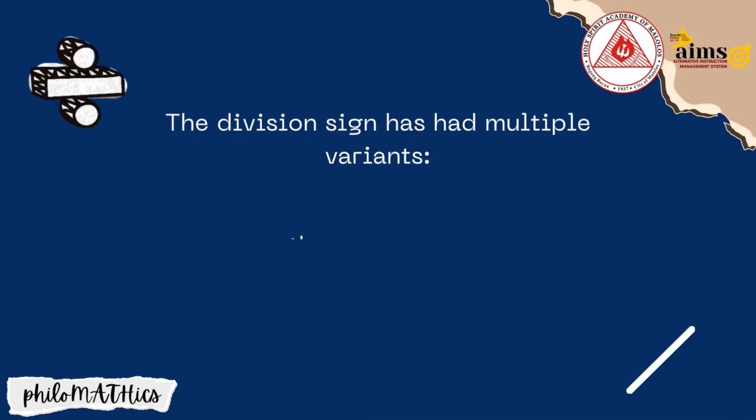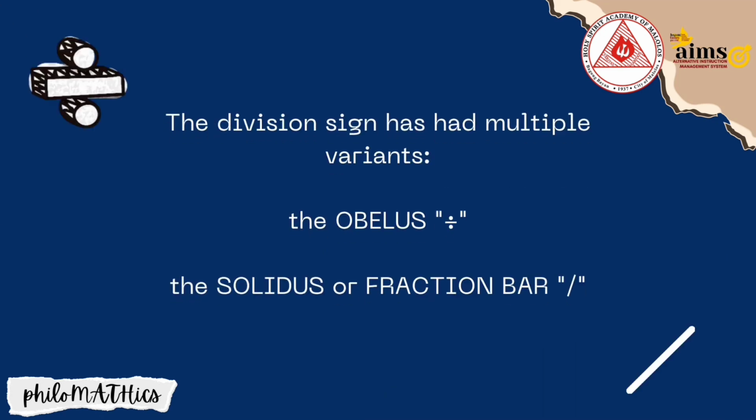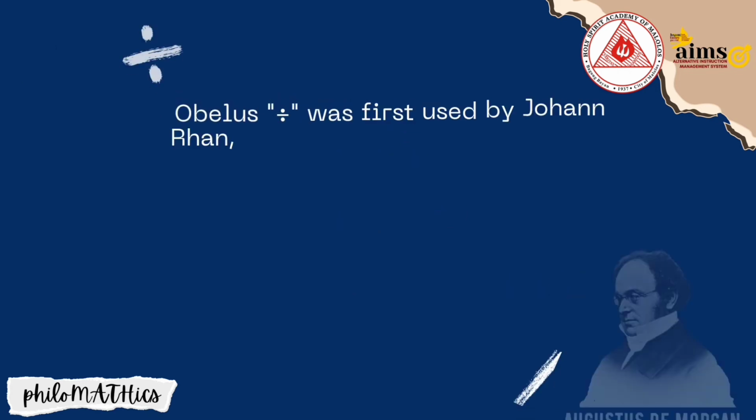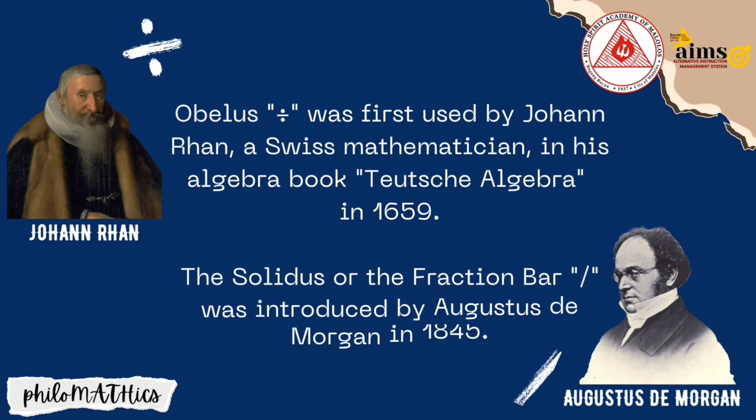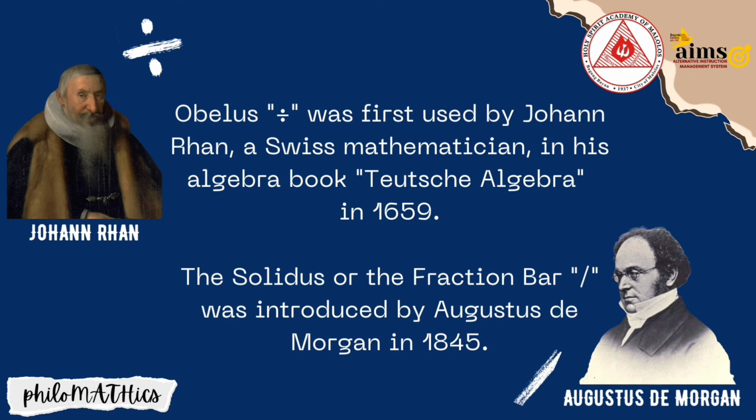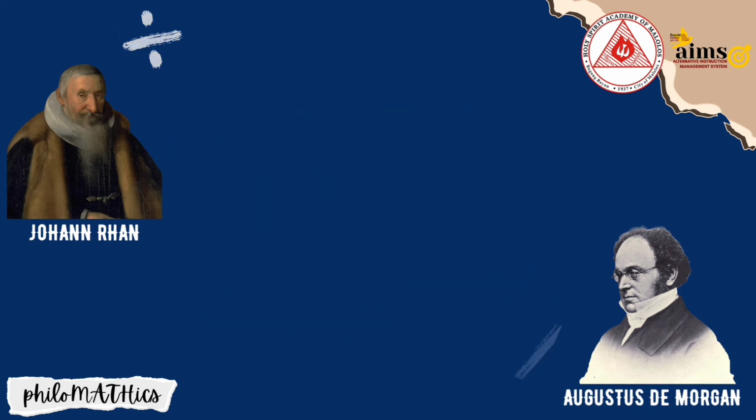Like any other primary symbols in math, the division sign has had multiple variants over the years. Still, the most common and popular ones are the obelus and the solidus or fraction bar. The obelus was first used by Johann Rahn, a Swiss mathematician, in his algebra book Teutsche Algebra in 1659. On the other hand, the solidus or the fraction bar was introduced by Augustus De Morgan in 1845.